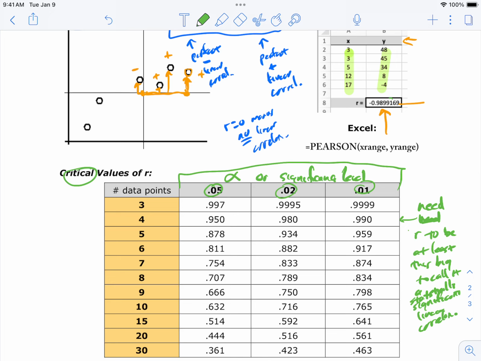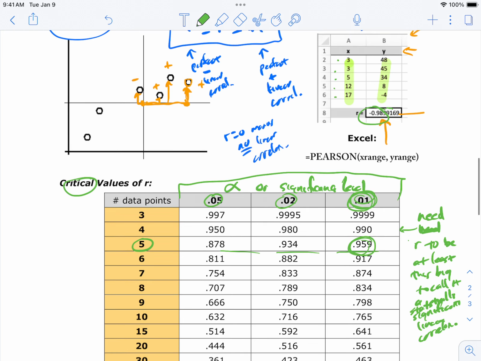So what do we have? Well, you have to count the data points. 1, 2, 3, 4, 5. We had 5 data points. So I'm coming across on 5. I've got a negative point 0.9899. The negative doesn't matter in the table. All of these are less than that. In other words, let's say I want 0.01 significance level. I need to have at least a 0.959. Have I got at least a 0.959? I got a 0.989, for goodness sakes. So yes, this is a statistically significant linear correlation.